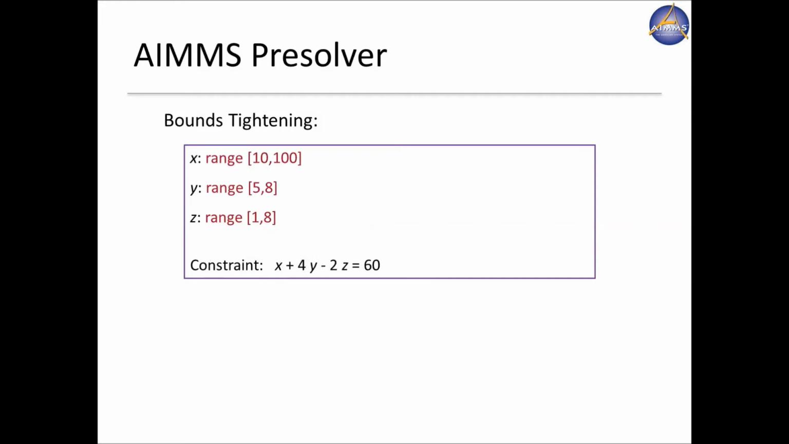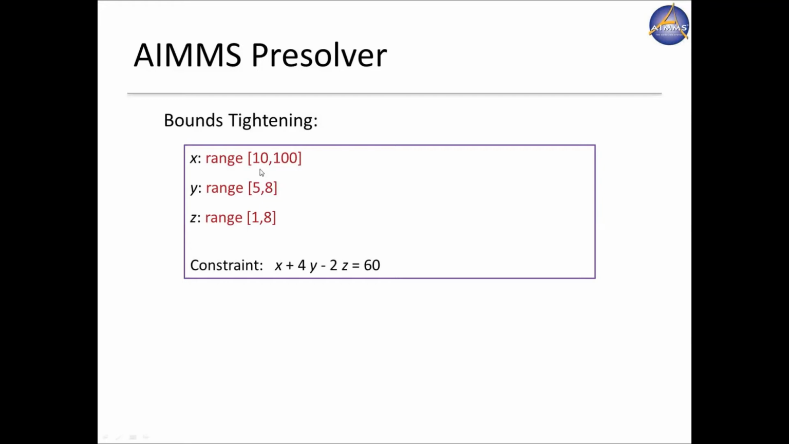The third approach, or the third tool in AIMMS, that you could use for analyzing infeasibility problems is the AIMMS Presolver, and that is especially useful for nonlinear problems. The AIMMS Presolver does a lot of pre-processing, and one of the things it does is bounds tightening, which I will demonstrate by using this small example.